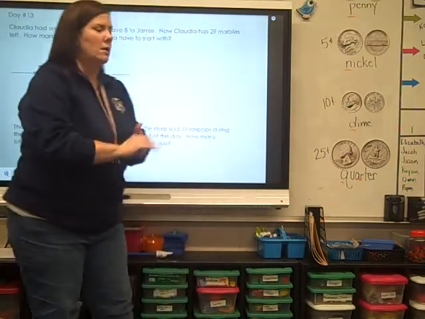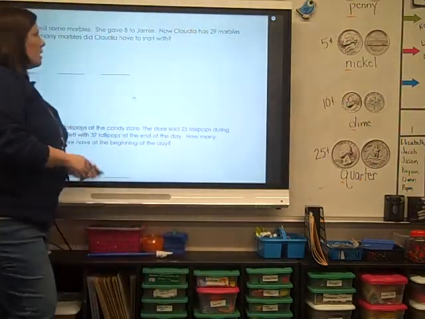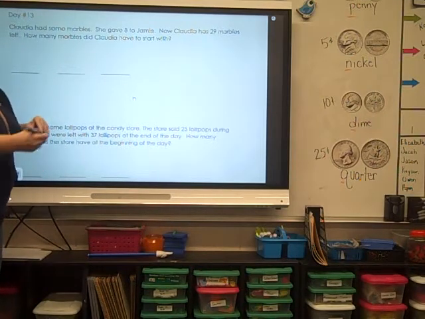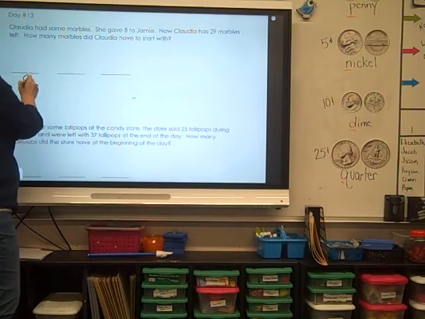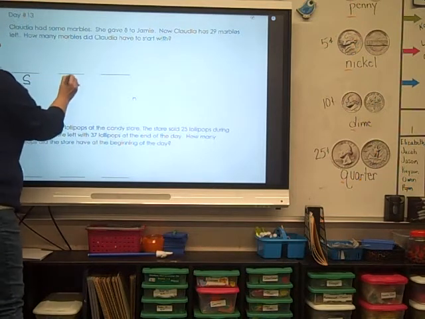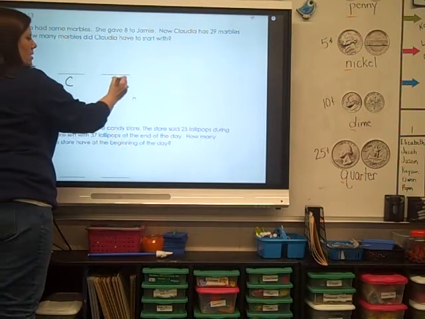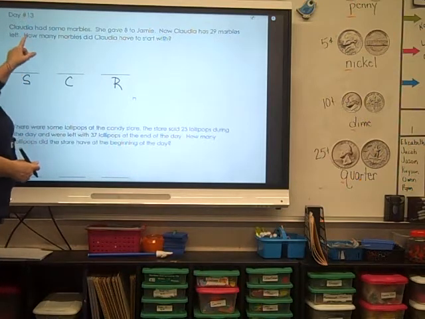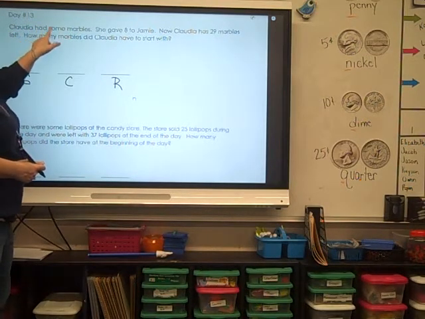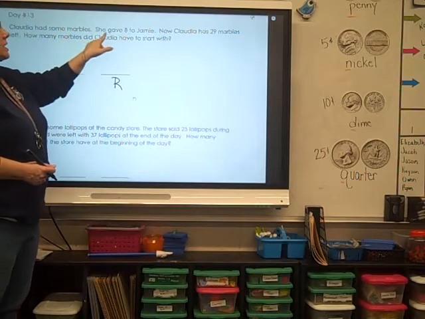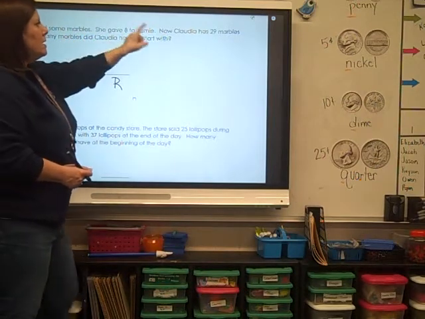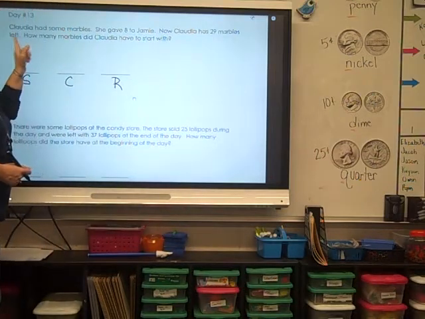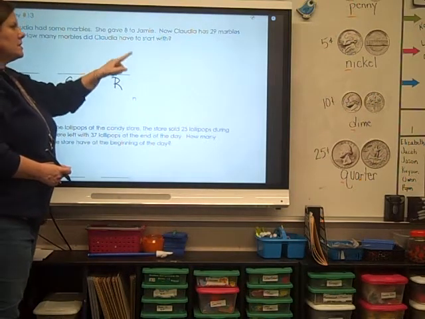All right, let's start off. We've got our word problem, and remember, we're going to do our start, change, result. So make sure you go ahead and put your S for start, your C for change, your R for result, okay? So let's read our problem. It said Claudia had some marbles. She gave 8 to Jamie. Now Claudia has 29 marbles left. How many marbles does Claudia have to start with?